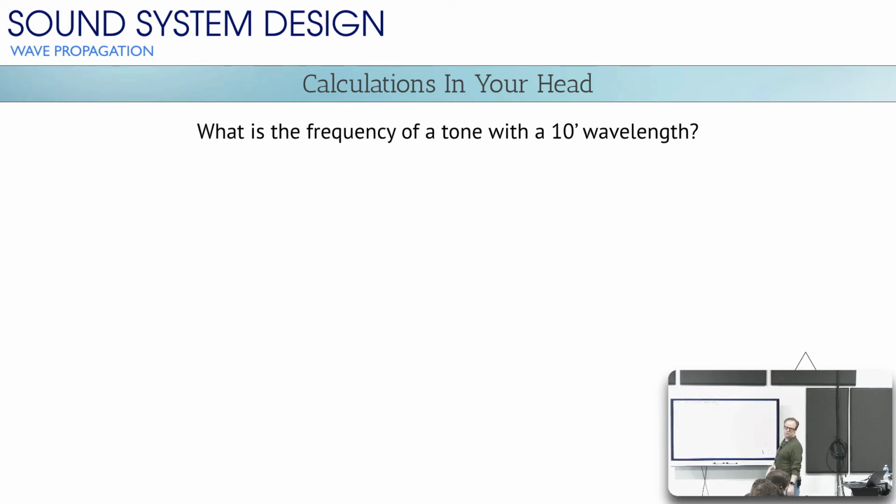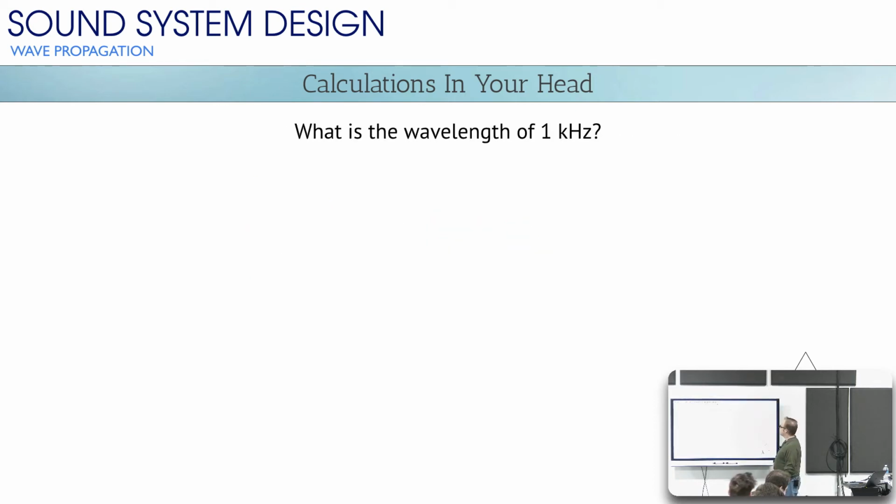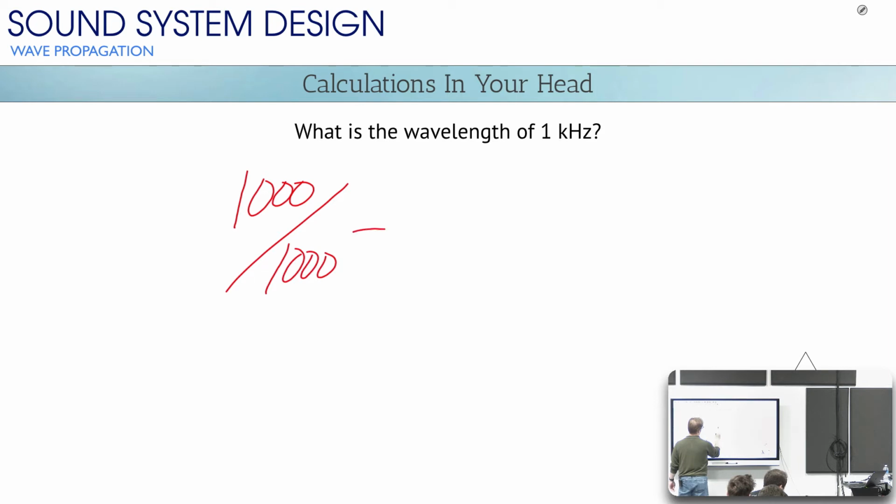So far, so good? Okay. What is the wavelength of 1 kilohertz? Well, I just told it to you. Everybody remember what it was? Well, yeah, so let's just prove it. 1,000 feet per second divided by 1,000 hertz. 1 foot. Right? Easy. You see why we do this in feet now, rather than meters? It literally makes the math easier.